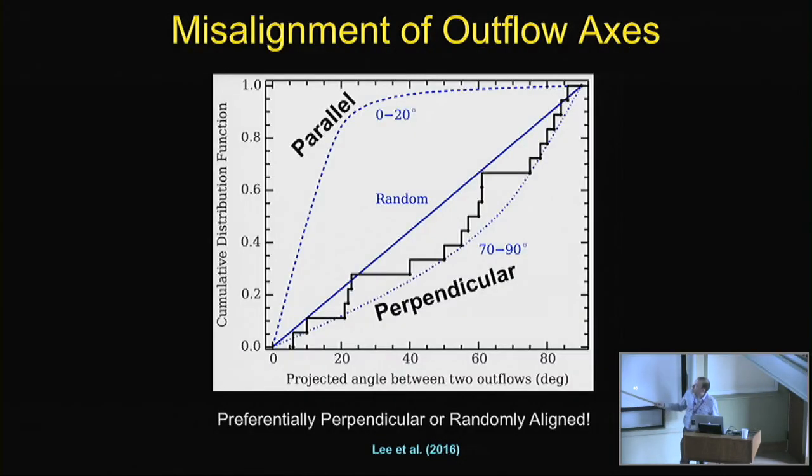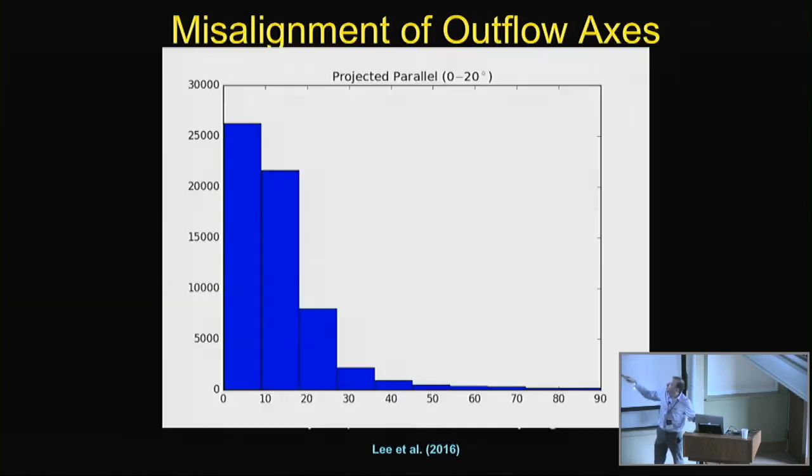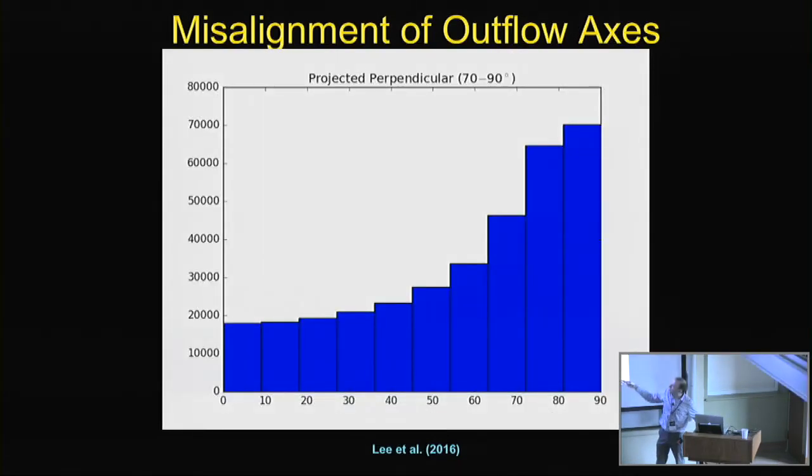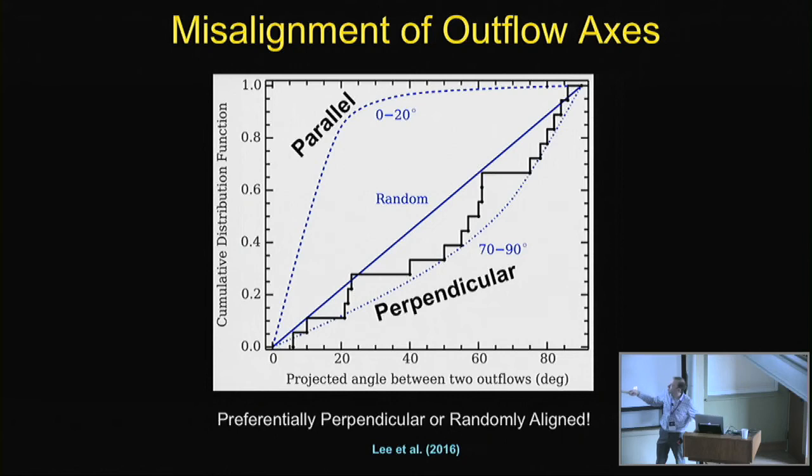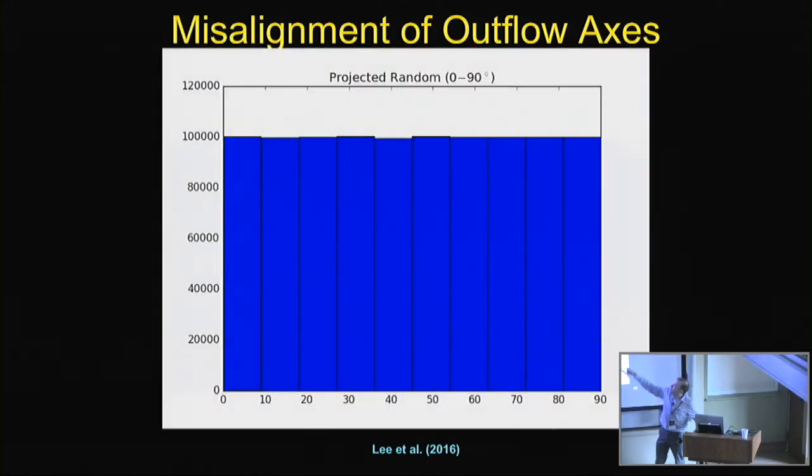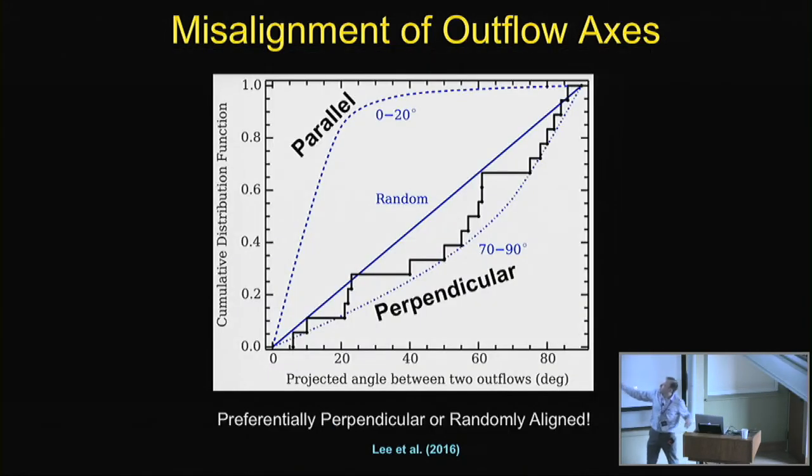That looks kind of random. And this is what we expect for projected parallel angles. And this is perpendicular. So parallel looks like this. Perpendicular would look like this in just a general histogram. And then random as well, which is just a uniform distribution. We see that it matches more either this random or perpendicular distribution. So it's not parallel. It's not one cloud that just collapses and all angular momentum transfers to both of them in the same direction, because we don't see that the outflows are parallel, and they're significantly not.